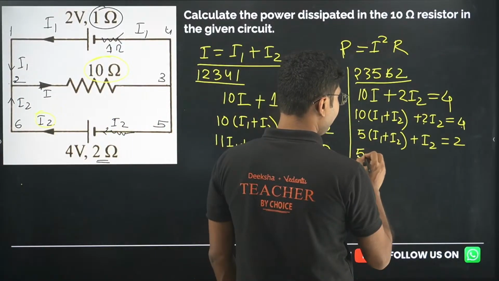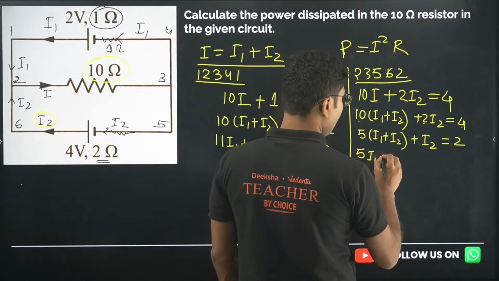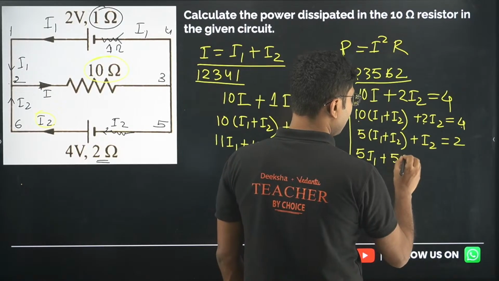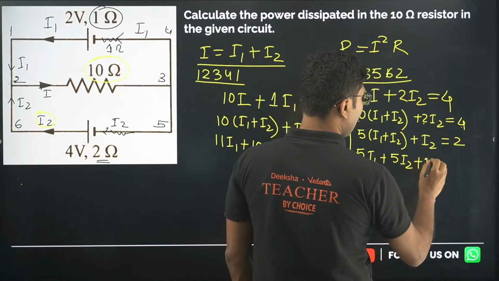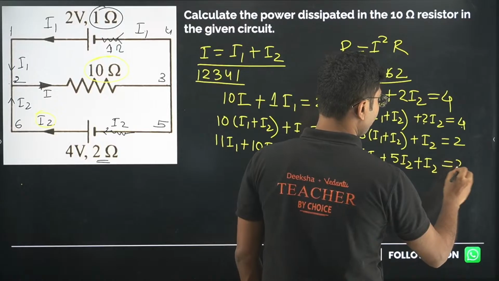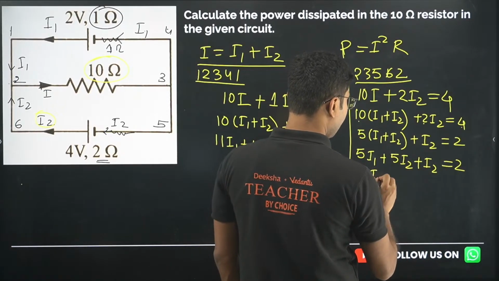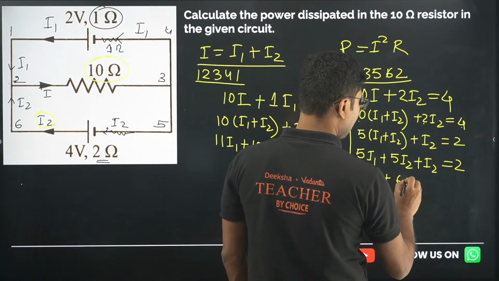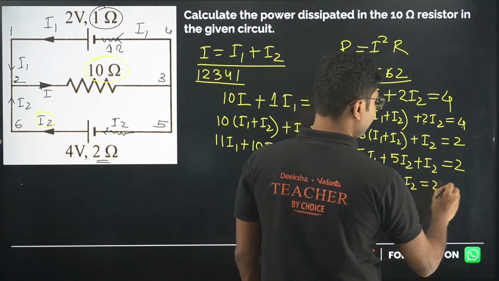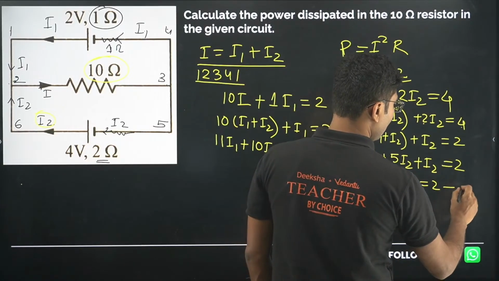So 5I1 plus 5I2 plus I2 equals 2. Now add the similar terms. You get 5I1 plus 6I2 equals 2. This is our equation number 2.